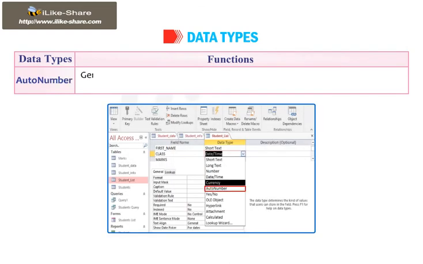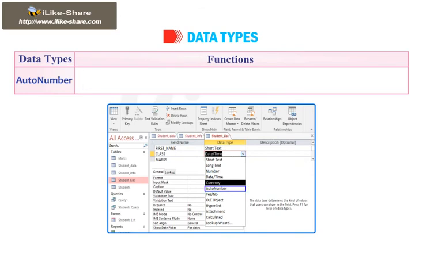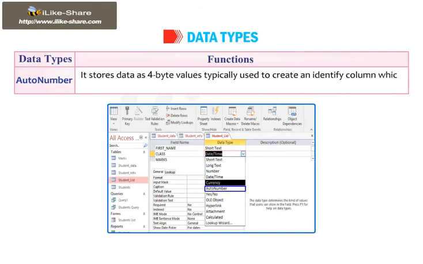Auto number generates a sequential number whenever a new record is added to a table. The value in the auto number field cannot be changed. It stores data as 4-byte values typically used to create an identity column which uniquely identifies each record in a table.